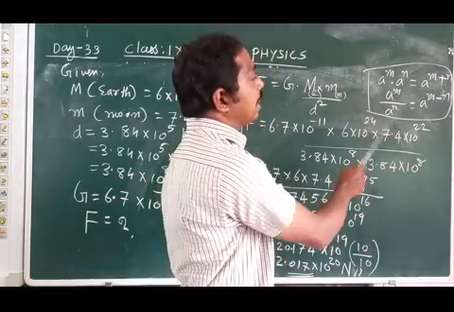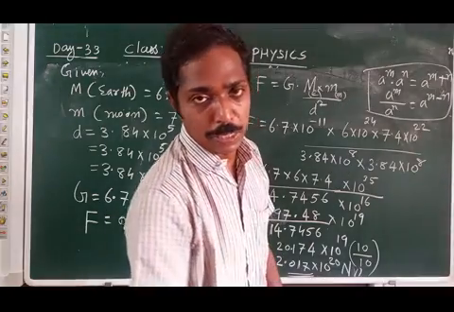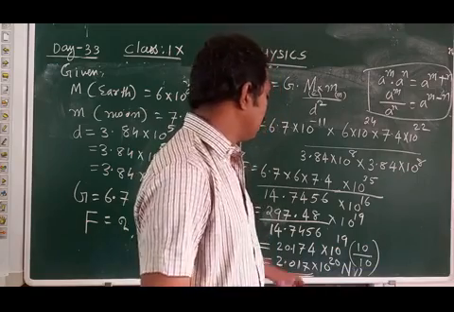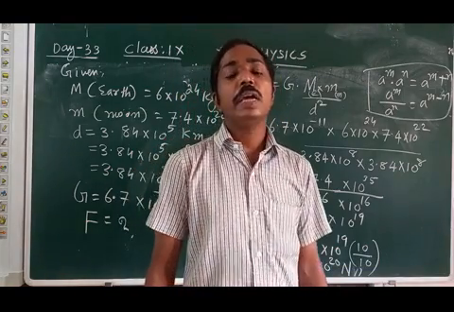So these equations we use to simplify exponentials. So we will get the final answer as 2.017 into 10 raised to 20 Newton.